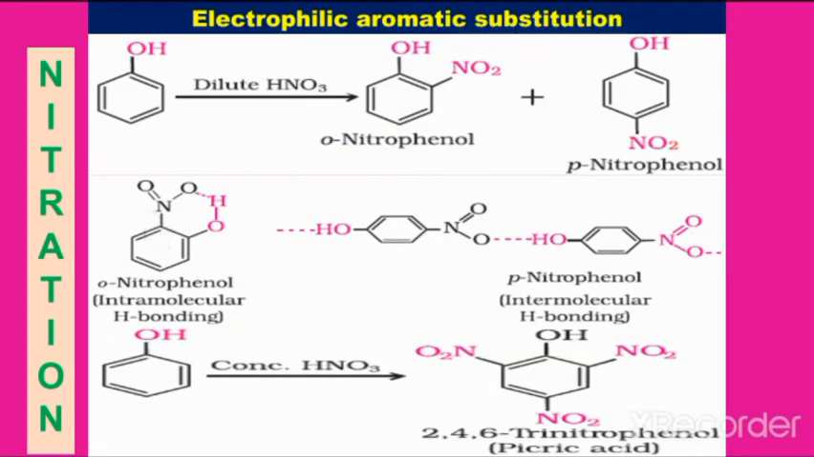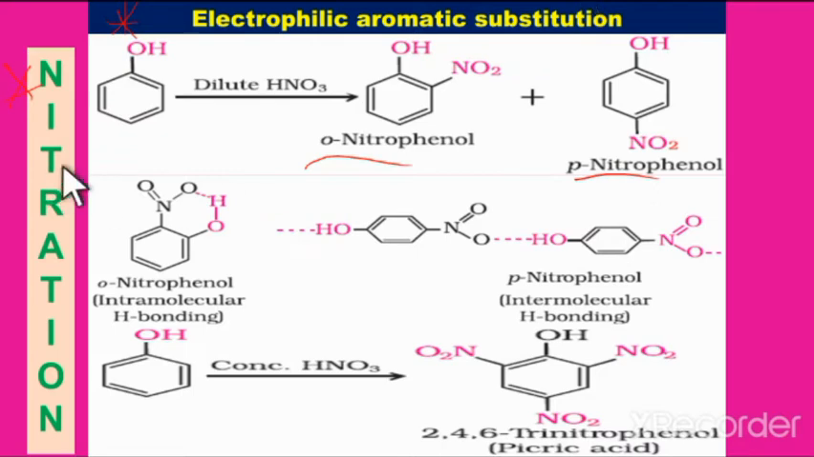Next reaction, that is the electrophilic substitution reaction in the case of the phenolic group. The first one is the nitration, where the phenol is treated with dilute nitric acid. In that case it gives orthonitrophenol and paranitrophenol, so a mixture of compounds is obtained.